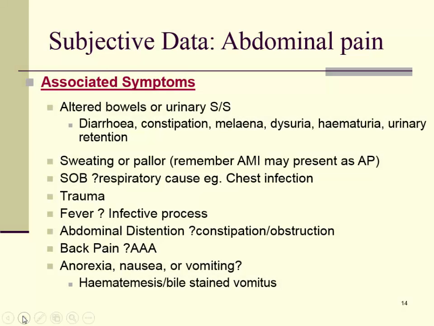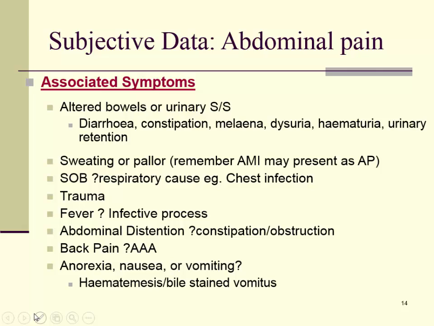You may also need to actually look at any associated symptoms with it as well. Have they had any alteration in their bowels or urinary signs and symptoms? Have they experienced any diarrhea or constipation? Any melena or blood in their stools? Have they had any dysuria, which is difficulty passing urine? Hematuria, any frank blood noted within the urine? Or any urinary retention or having difficulty actually going to the toilet?